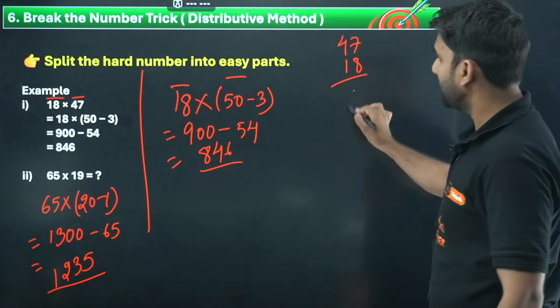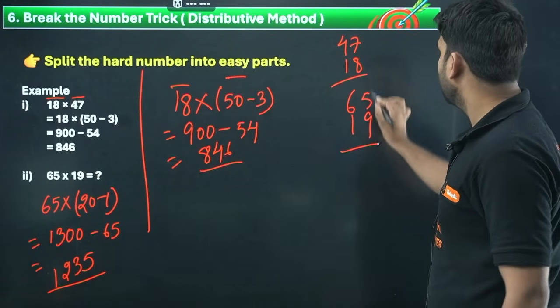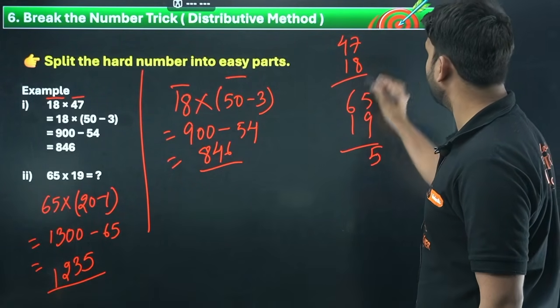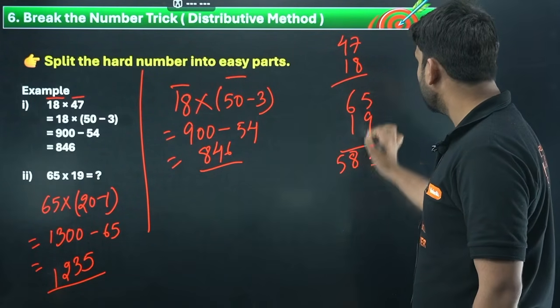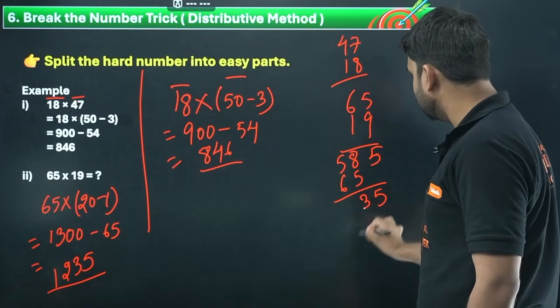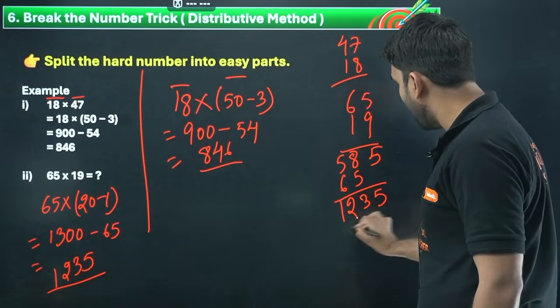We can verify. If we multiply 65 by 19: 9 fives are 45, 5 is there, carry 4; 9 sixes are 54, 54 and 4 will be 58; 1 five is 5, 1 six is 6. So 5, 8, 5, 13, 6, 5, 11. Wow, same result we are getting there.